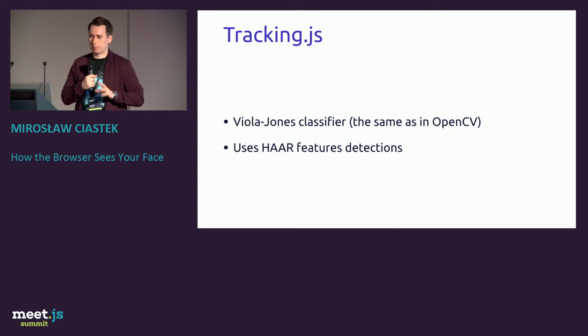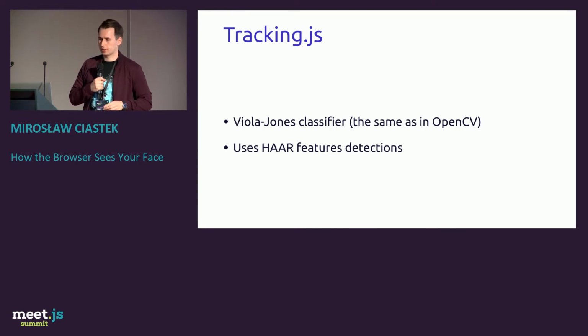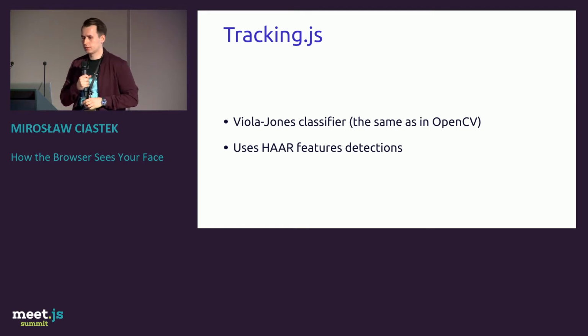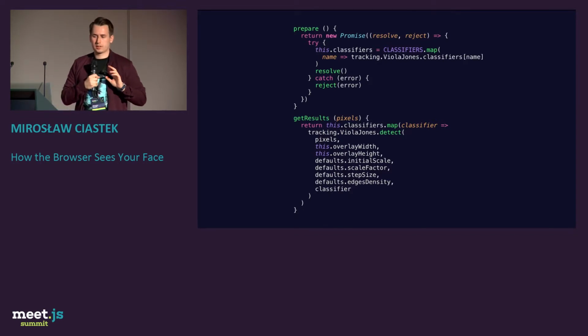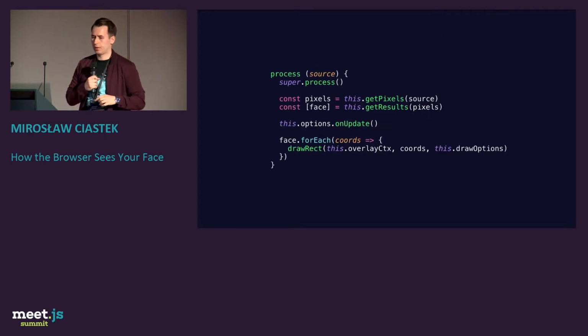The second approach, the second method, is TrackingJS. TrackingJS uses the same kind of classifier that OpenCV does, and it also uses the Haar features. TrackingJS runs entirely on the front end, so you don't need any server code. You just define the classifier which you want to use, and then get the results. And next, you can grab these results and draw the rectangle. That's basically how my demo worked.